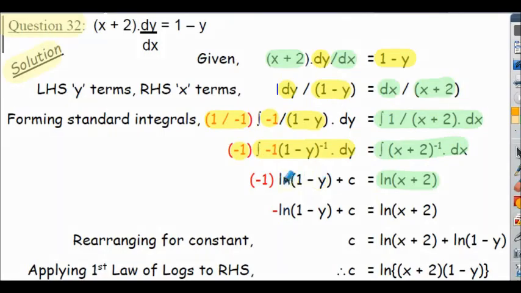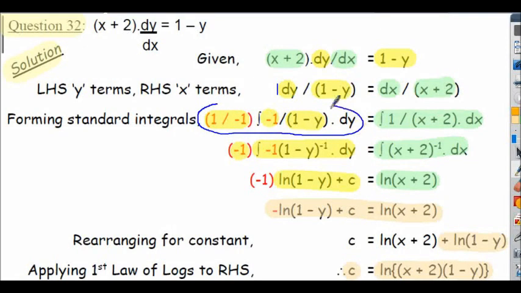To integrate on the left-hand side, we get negative ln of 1 minus y plus c. So that simplifies to this line here. And because the answer is shown in terms of constant c, we just need to rearrange the equation. So I've added ln of 1 minus y to both sides of the equation. And using the first law of logarithms, adding the logs is like multiplying the brackets. So our final solution for c is shown here. If you're slightly confused with the integration process shown here, I would encourage you to refer to the previous presentation where we consider this in a bit more detail.